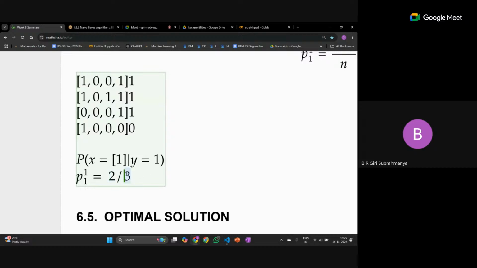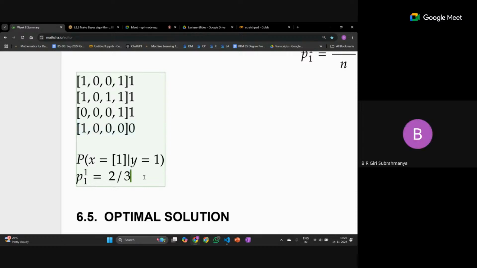You have 3 emails, among those, 3 spam emails in your training set. Among the 3 spam emails, 2 of those emails have the first word. So this prediction turns out to be 2 by 2. And out of these four emails, three are from the spam class and one from the non-spam class, right?